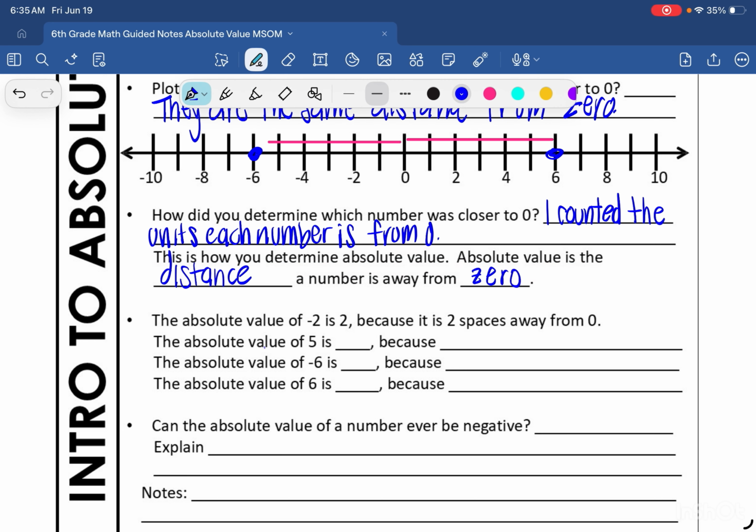The absolute value of -2 is 2 because it is 2 spaces away from 0. The absolute value of 5 is 5 because it is 5 spaces away from 0. The absolute value of -6 is 6 because it is 6 spaces away from 0. The absolute value of 6 is 6 because it is 6 spaces away from 0.